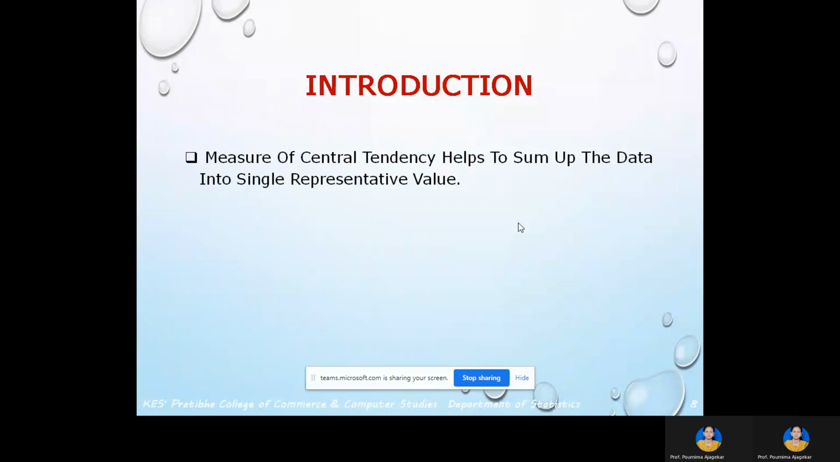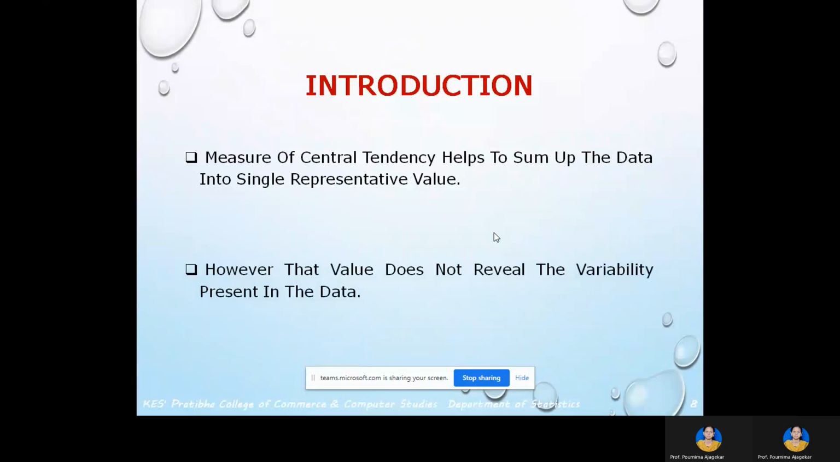If we have the raw data or unprocessed data, then there are various methods to summarize that data. One of the methods is to represent the data graphically. However, it becomes essential to condense the data into a single value. Such a single value represents the entire data, and that single value is called average or central value or measure of central tendency. Measure of central tendency helps to sum up the data into a single representative value. However, that value does not reveal the variability present in the data.